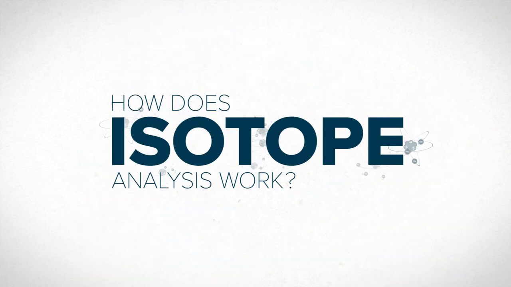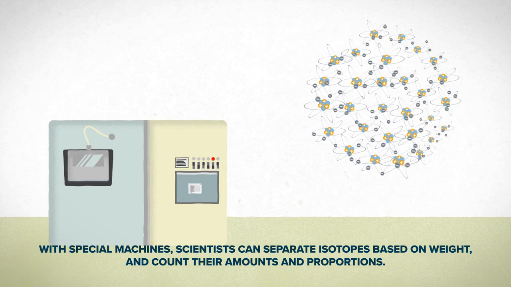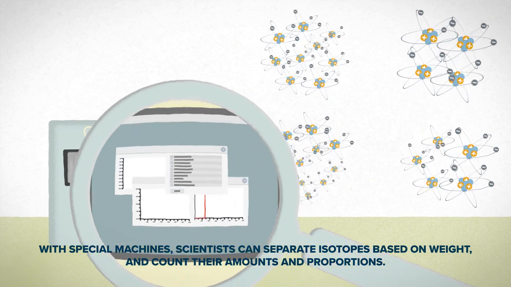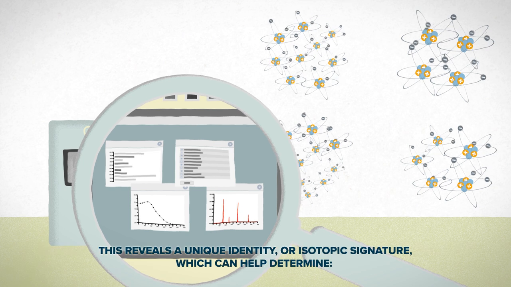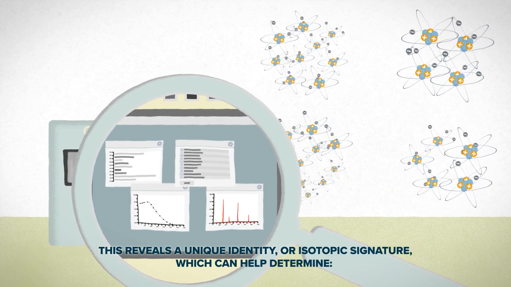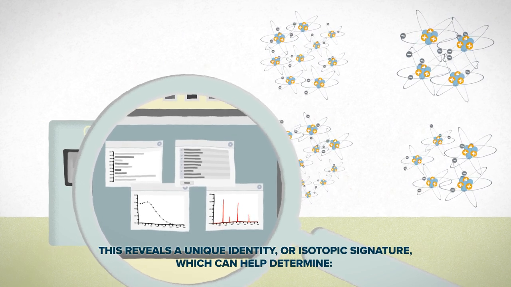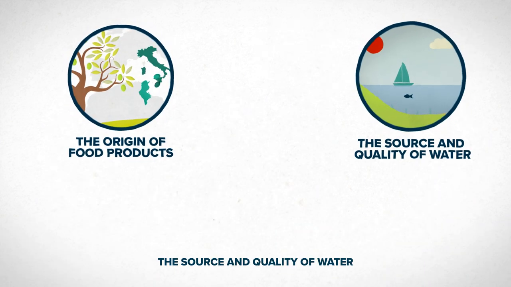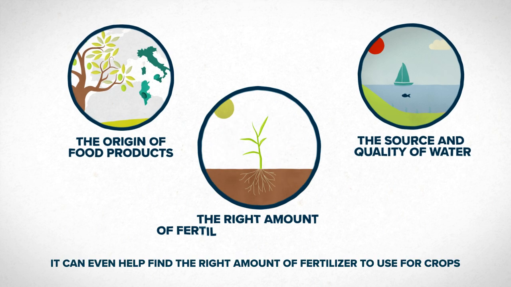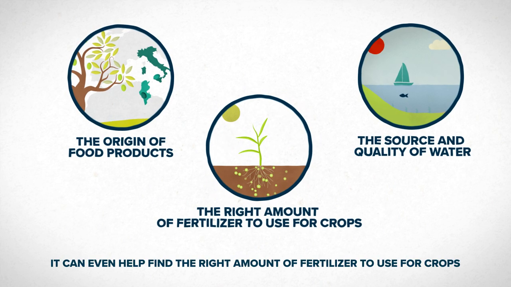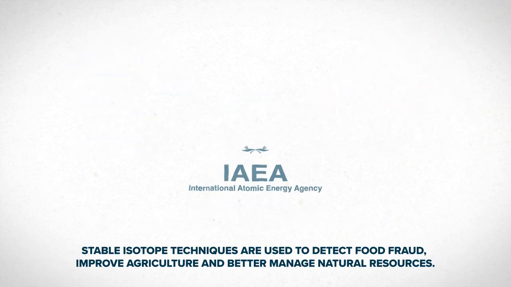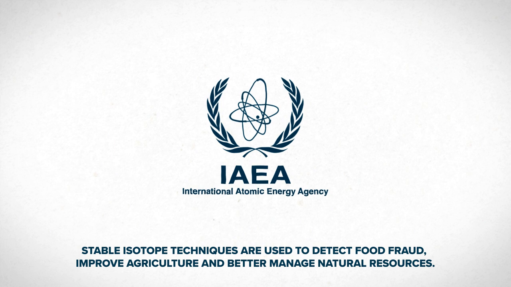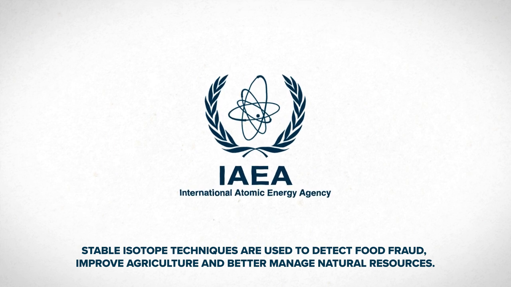How does it work? With special machines, scientists can separate isotopes based on weight and count their amounts and proportions. This reveals a unique identity, or isotopic signature, which can help determine where food was produced, and the source and quality of water. It can even help find the right amount of fertilizer to use for crops. Stable isotope techniques are used to detect food fraud, improve agriculture, and better manage natural resources.